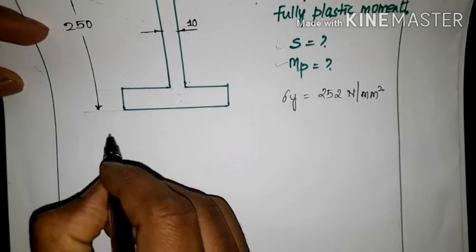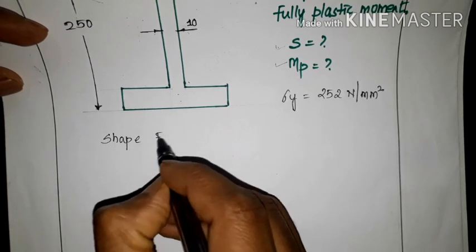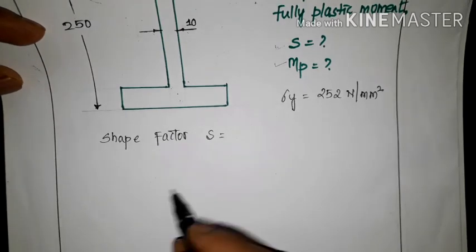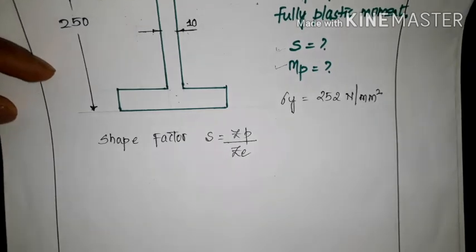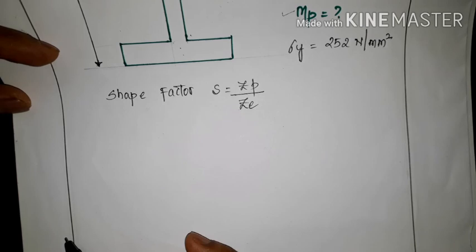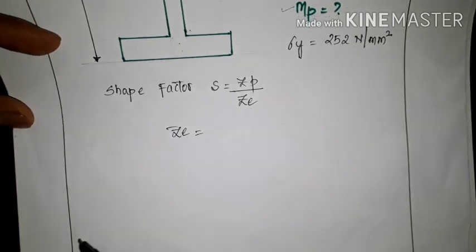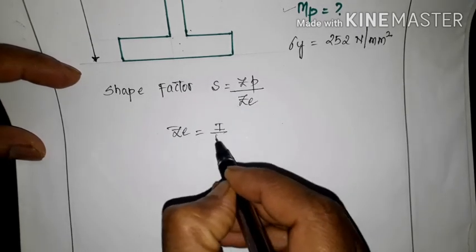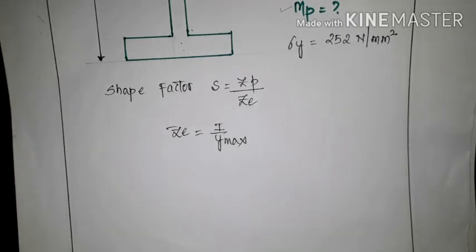So first of all, shape factor S is equal to ZP by ZE. Shape factor S is equal to ZP by ZE. So where ZE is equal to again I by Y max. ZE is equal to I by Y max.